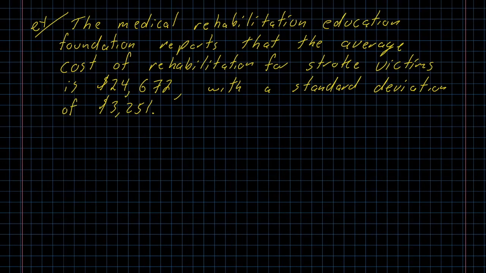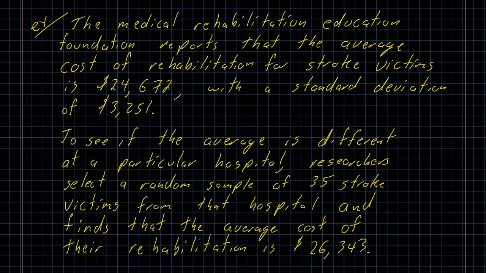Let's look at a particular example. The Medical Rehabilitation Education Foundation reports that the average cost of rehabilitation for stroke victims is $24,672, with a standard deviation of $3,251. To see if the average is different at a particular hospital, researchers select a random sample of 35 stroke victims from that hospital and find that the average cost of their rehabilitation is $26,343.